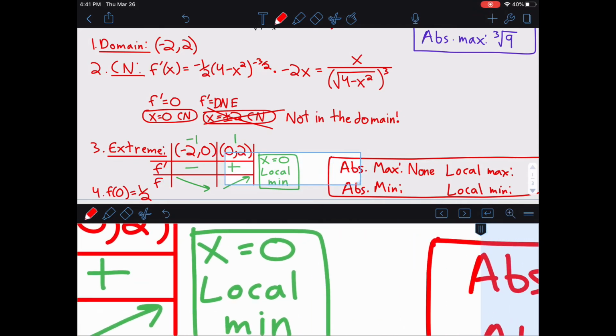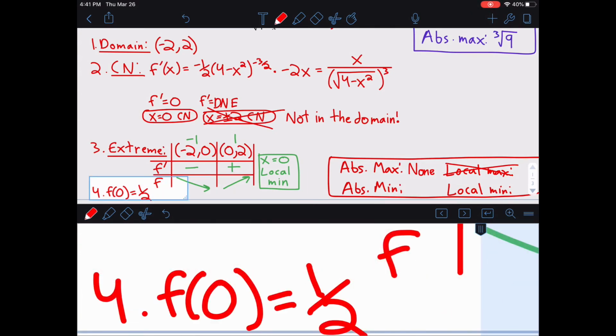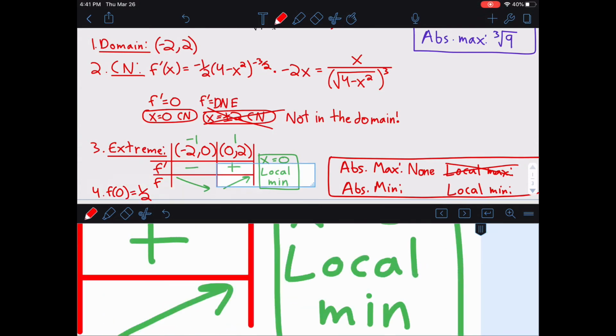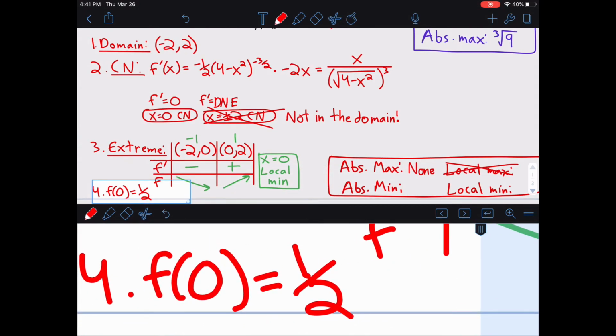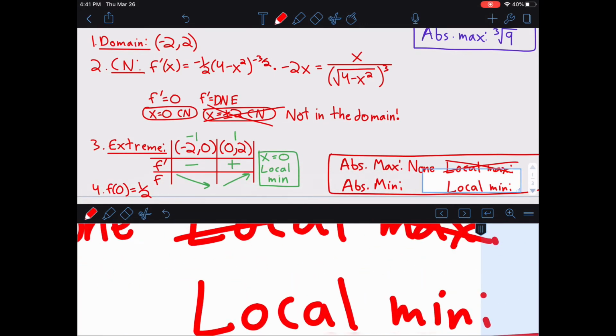First derivative test gave me no local maximum, right? So local max, I'll just cross that off. There's none there. Okay. I know there's a local min, because we proved that with the first derivative test. My local minimum is 1/2.